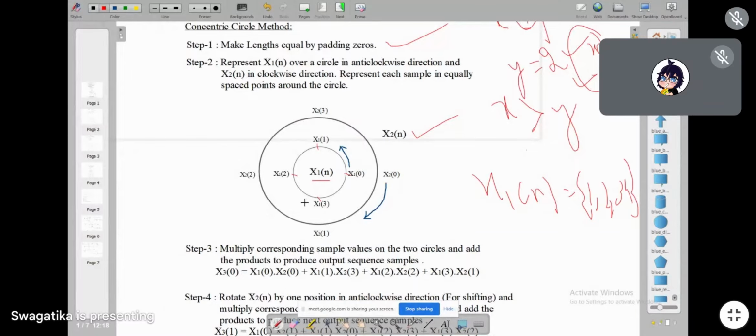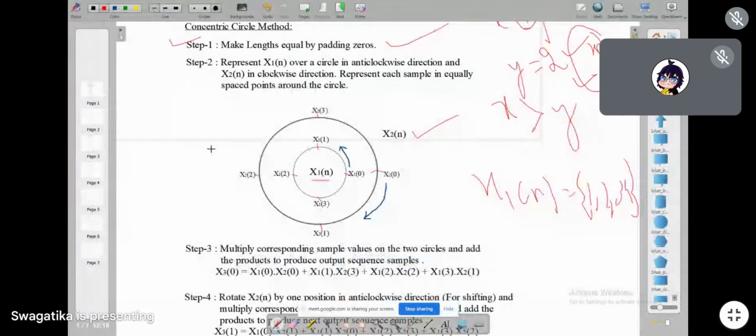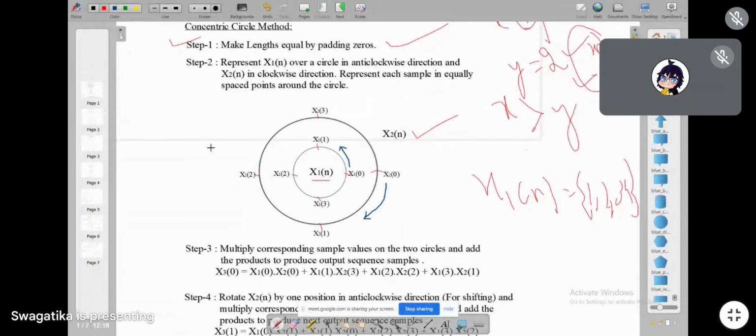Yes, same goes with your x2 of n, because the lengths are being made equal in step number 1. It means the same number of samples should be there. Lengths are equal means the number of samples should be the same. Lengths of x1 and x2 are the same, meaning the number of samples in x1 and x2 are the same, because you have added zeros. Yes or no?